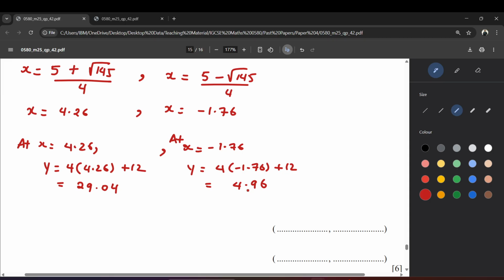Okay, so that is your answer. My first x coordinate is 4.26 and its corresponding y coordinate is 29.04. The second x coordinate is minus 1.76, and its corresponding y coordinate is 4.96.